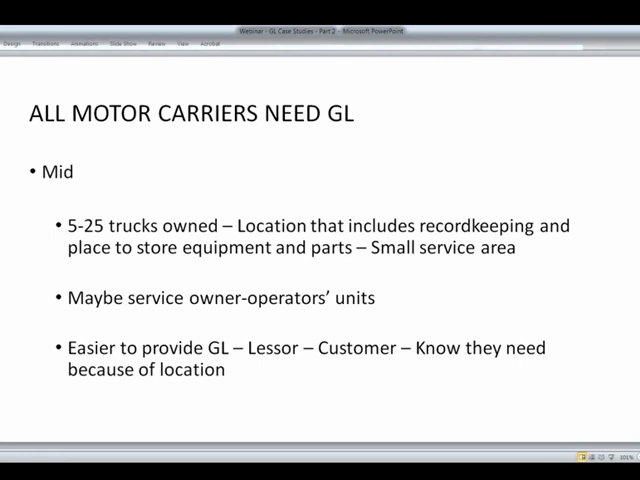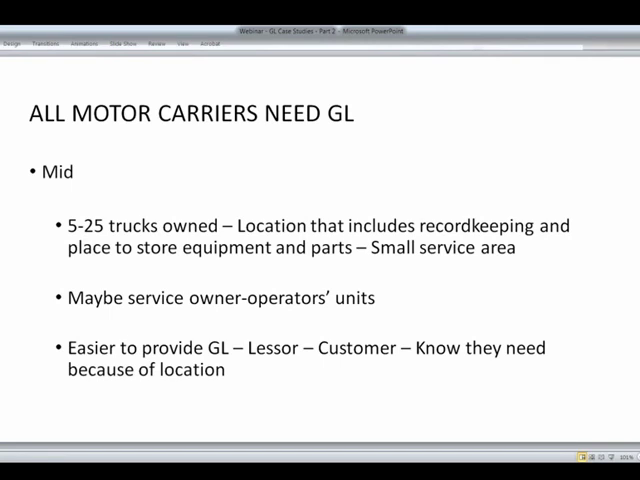The medium-sized 5 to 25 truck owners have locations that include record keeping and places to store equipment and parts. They might have a small service area. They even might work on servicing owner-operators' units. It's easier to provide GL here because a lot of times their lessor, the person who owns the property they're renting if they don't own it themselves, or their customers will require it, and that will help them.